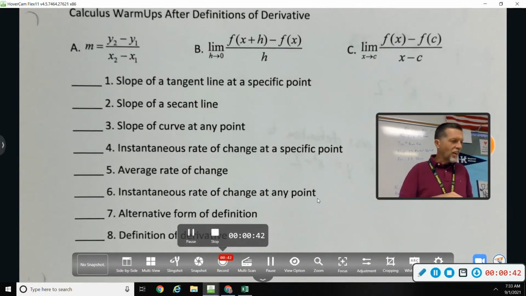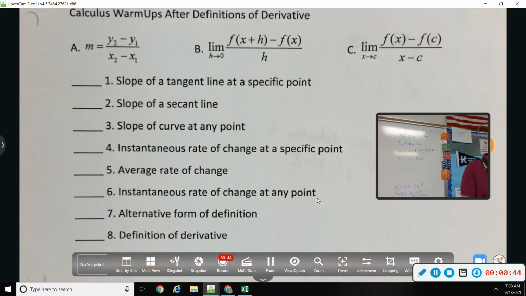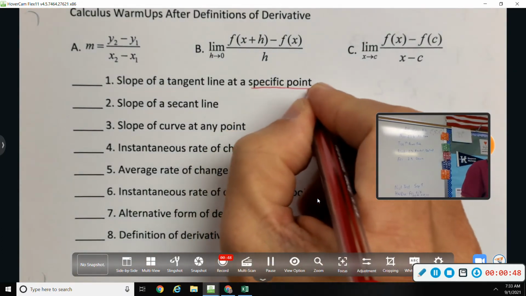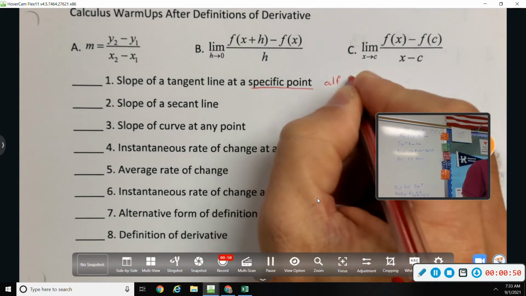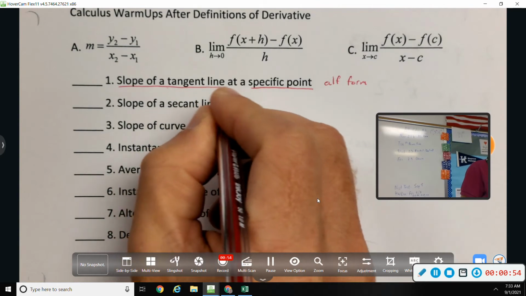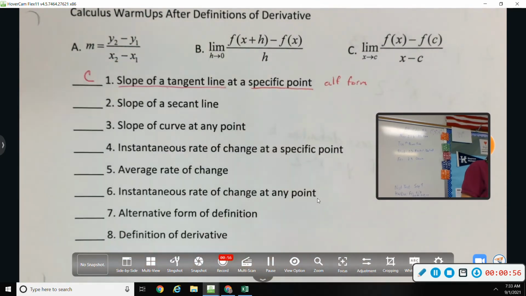Yeah, that's right. You're hesitant, but you're right. So the specific point, that means I'm using the alternative form. Slope of a tangent line means I'm using a derivative. So yes, C.